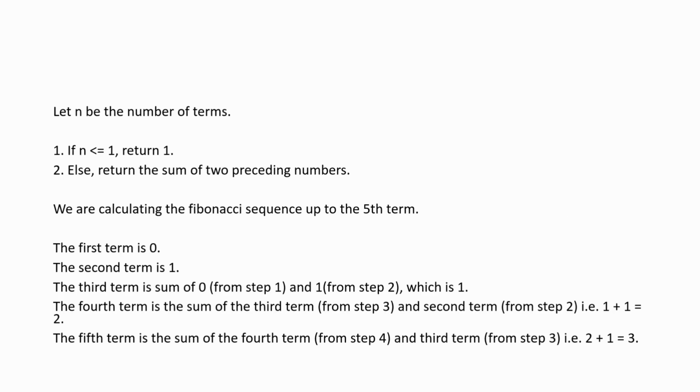And now, the base case: if n is less than or equal to 1, then you return 1. Otherwise, you return the sum of the two preceding numbers. So the first term is going to be 0. The second is going to be 1. That's a given, okay? You start off with these two base things in mind.